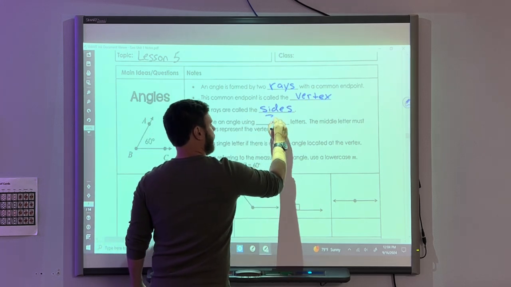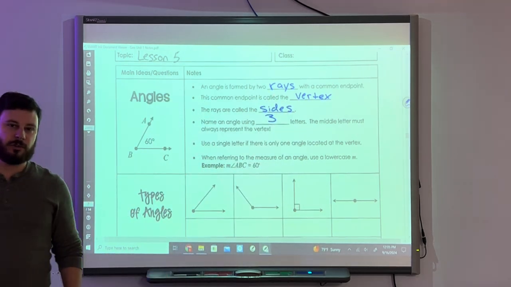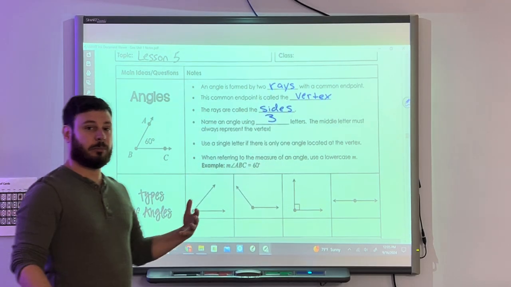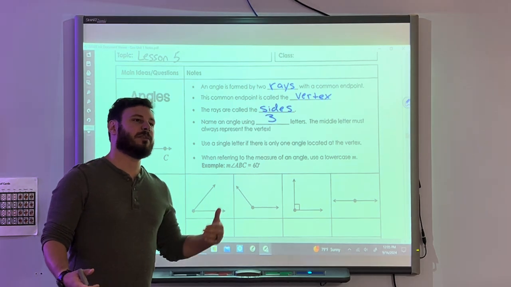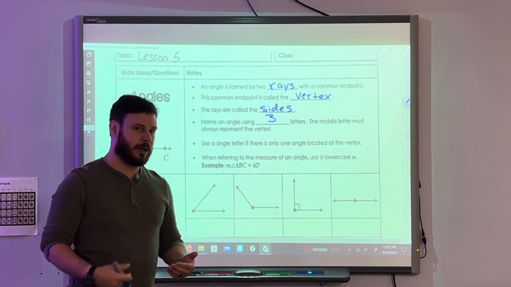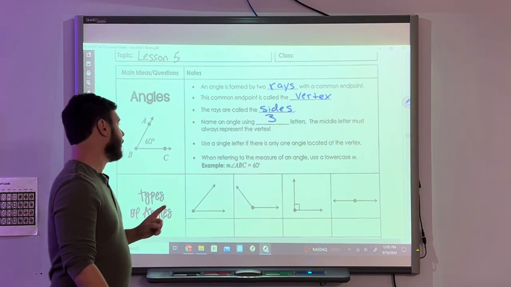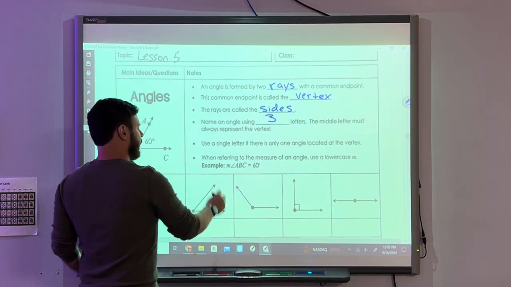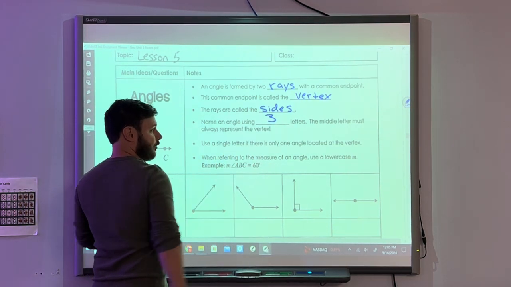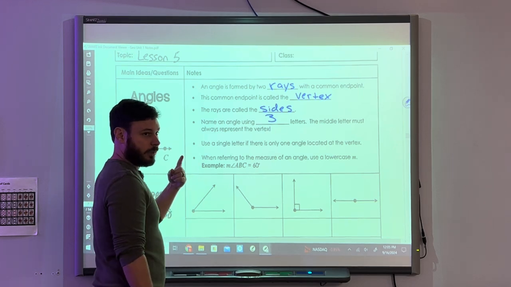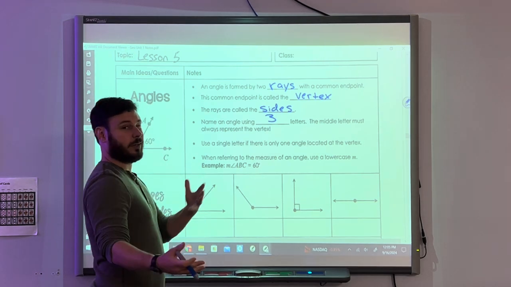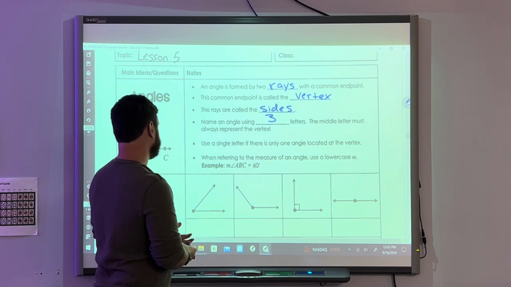and just like with a plane, we use 3 letters to name an angle. The difference is in a plane, order didn't matter. It could be plane ABC, it could be BCA, it didn't matter. Order matters with angles. And we can use a single letter if there's only one angle that we're looking at. If there's more than one angle, we have to use all 3 letters.